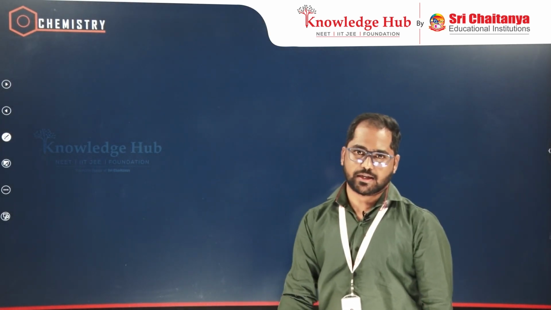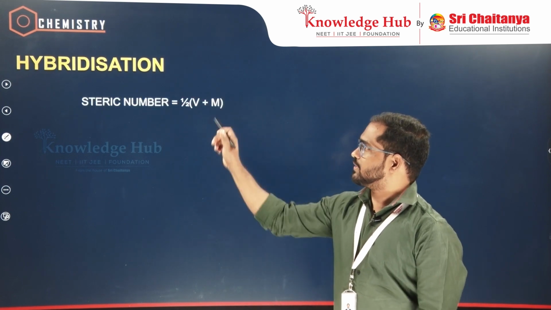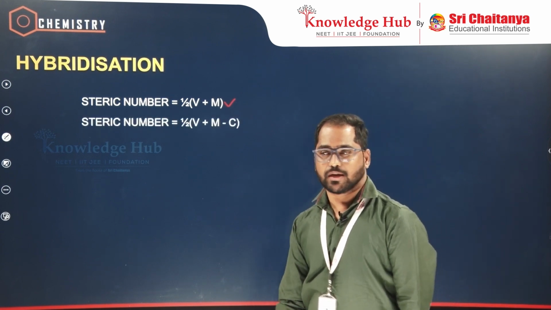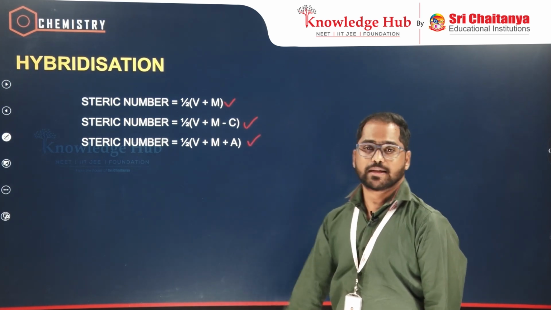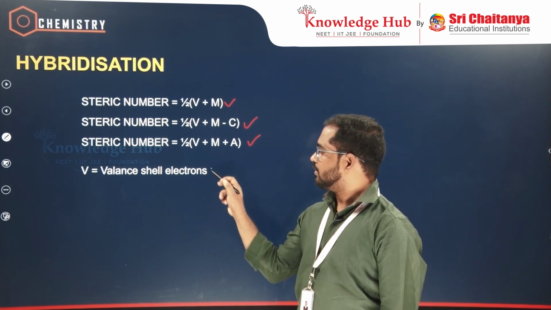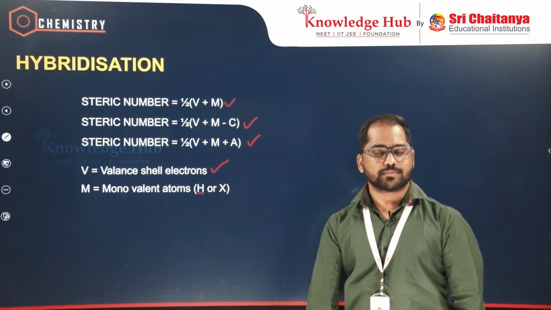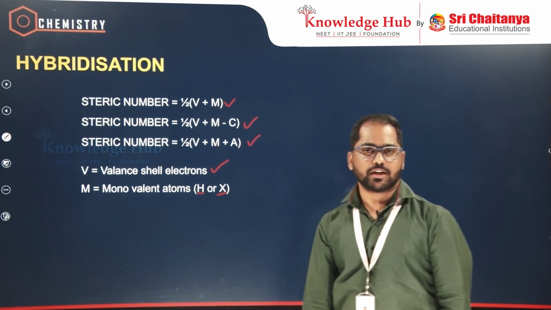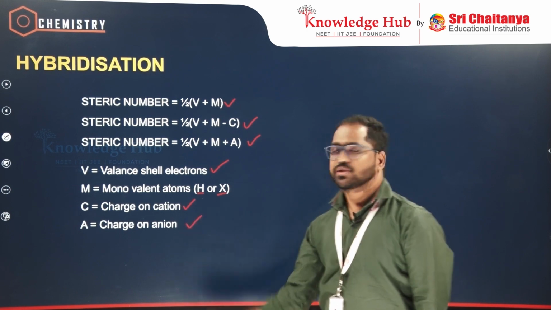Let's see what hybridization is and how to calculate the steric number for a given molecule. The steric number formula is half of V plus M. There are different formulas like half of V plus M minus C and half of V plus M plus A as well. What are these V, M, C and A? V is the valence shell electrons of the central atom. M is the monovalent atoms like hydrogen or halogen. Here all the halogens we can consider: fluorine, chlorine, bromine and iodine. C is the charge of the cation and A is the charge of the anion.